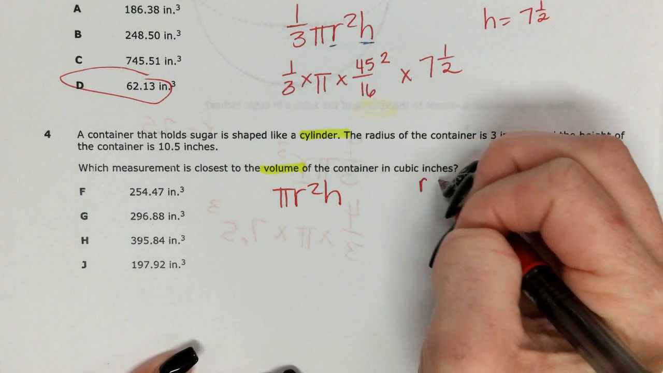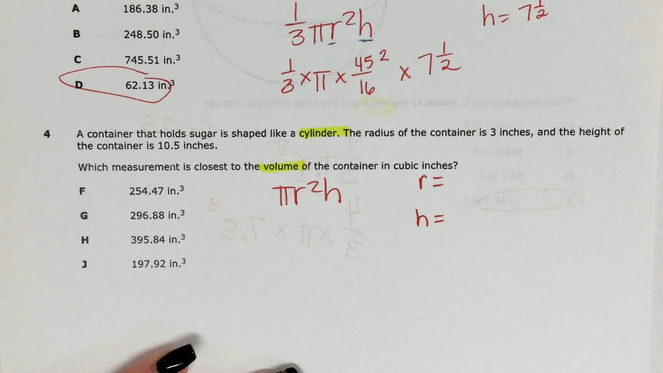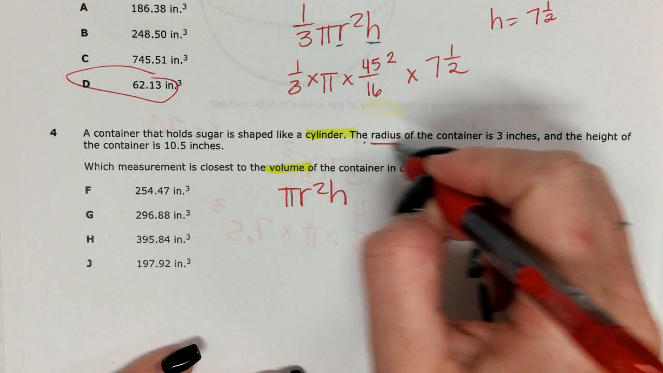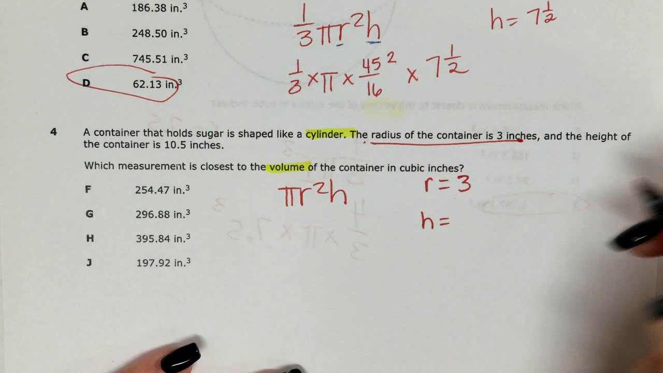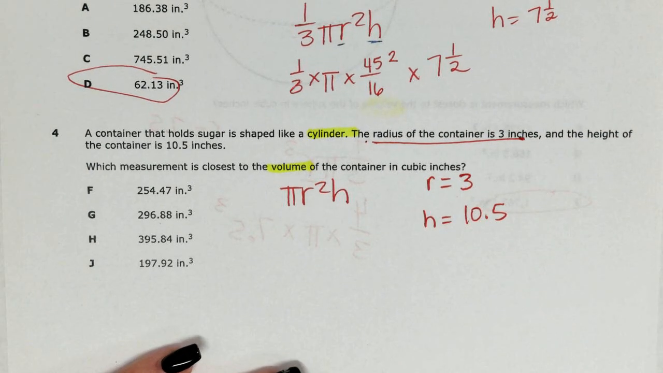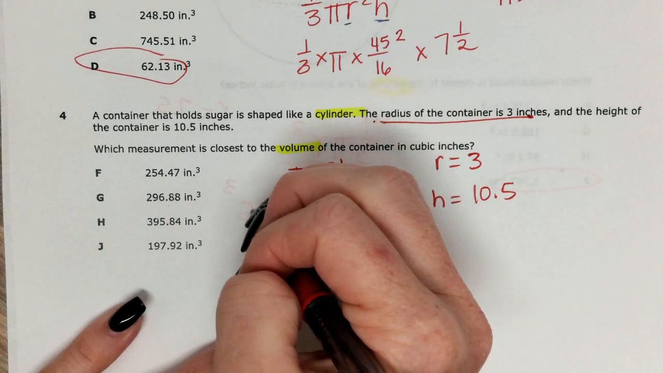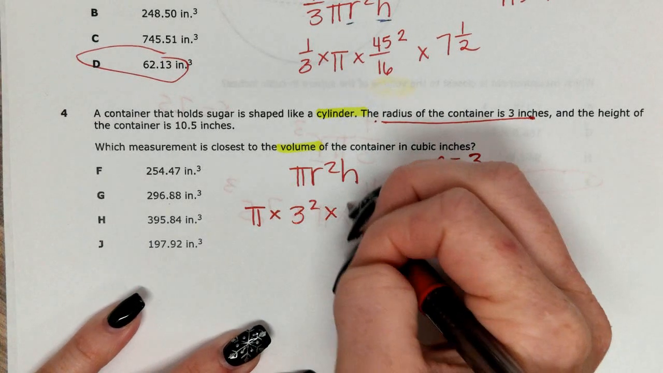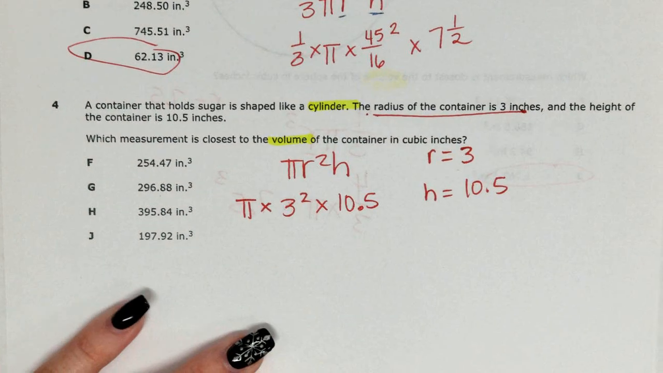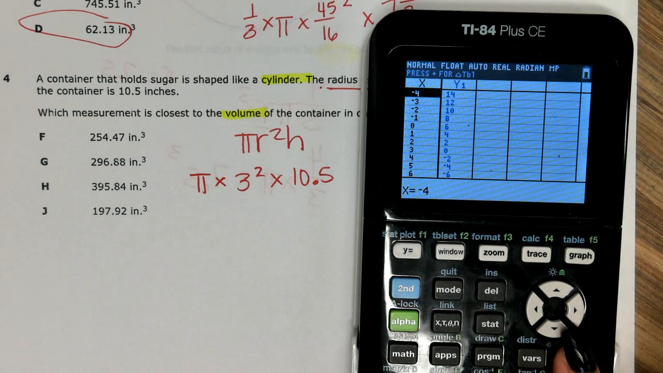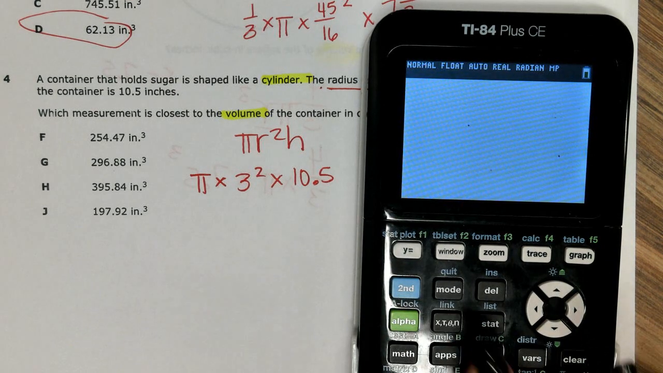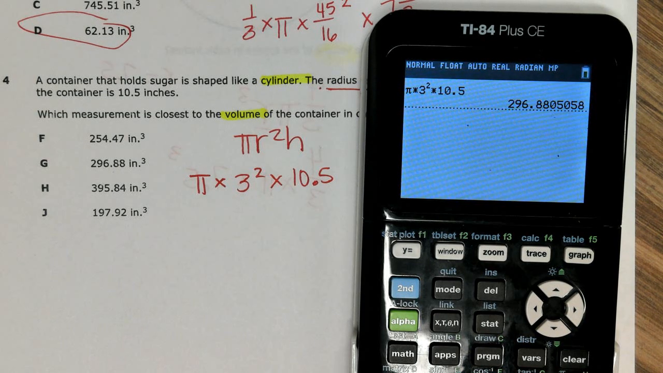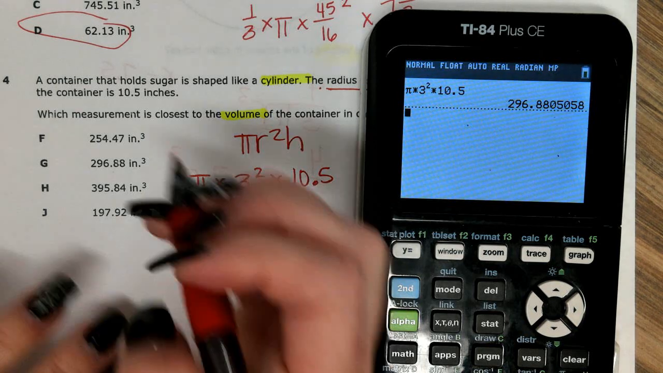So you need an r and an h. If you read, it literally gives you the radius. So the radius is 3 and the height is 10.5. So now you're just going to plug those in and simply put them in your calculator. So the answer is 296.88.